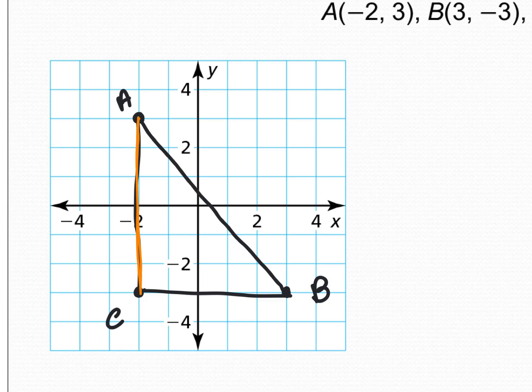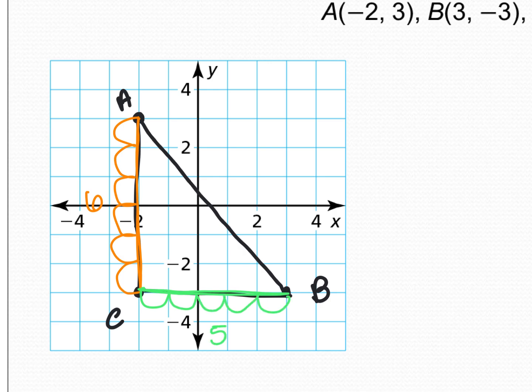All I really have to do is just count. I don't necessarily have to use the absolute value of the difference, which we can, but we can also just save time. 1, 2, 3, 4, 5, 6. I have 6 on this side. And then C to B, I have 1, 2, 3, 4, 5.